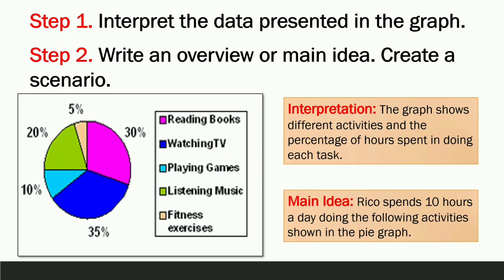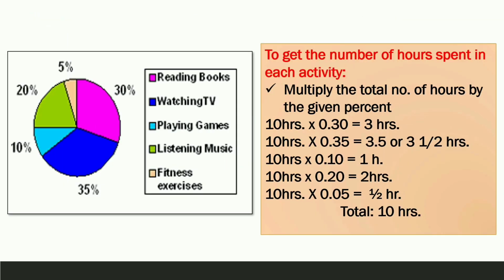Main idea. Rico spends 10 hours a day doing the following activities shown in the pie graph. It's up to you how many hours you are going to use. In this example, I prefer 10 hours. To get the number of hours spent in each activity, multiply the total number of hours by the given percent. First, let us change the given percent to decimal numbers.